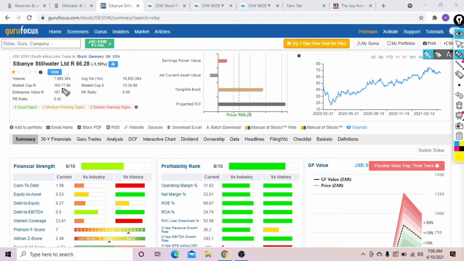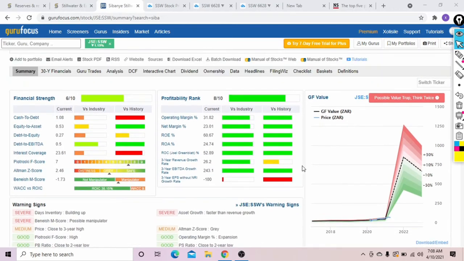The market capitalization for Sibanye is 193.77 billion. It's a large cap stock. If you go through this website, GuruFocus, you'll see that in terms of financial strength, this company has been rated 6 out of 10, which is not bad. If you check the profitability rank, it's 8 out of 10, which is good. The return on equity is 60%, very, very high, which is the return on the amount that shareholders put into the company. It means that when shareholders put in a certain amount of money, they are getting 60% back, so the company is using shareholders' equity very efficiently.